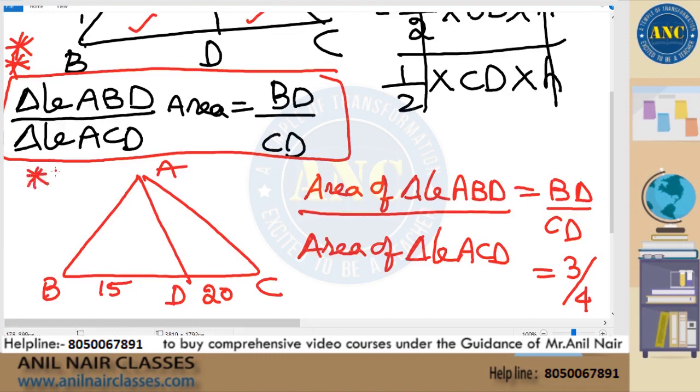Extremely important concept. Very important concept. If you know this concept, you can solve another very important question based upon this property. I hope it is clear, right, sir? Clear, right? Now let us solve another beautiful question, sir. Now see.